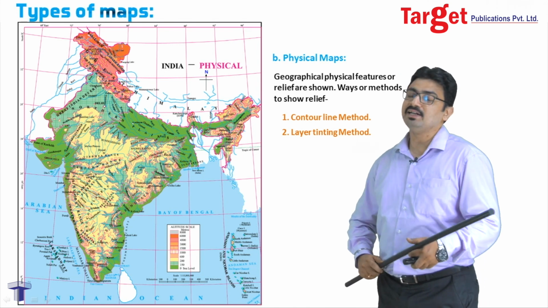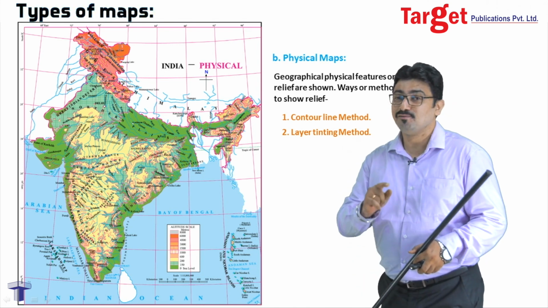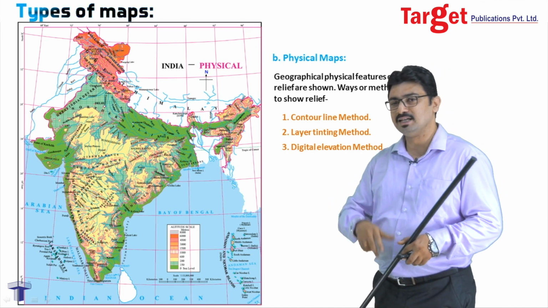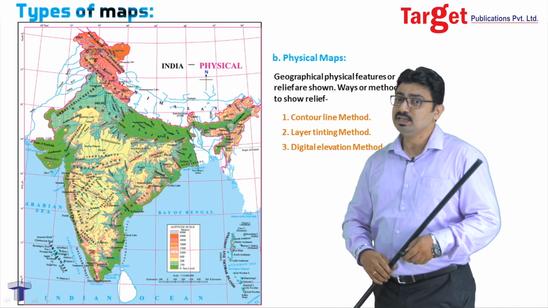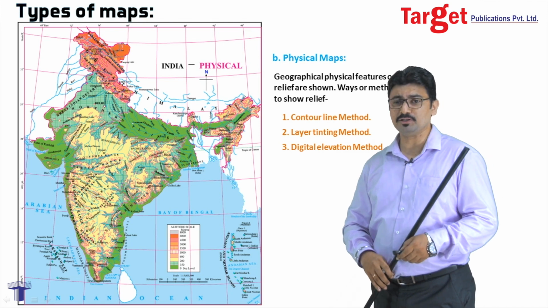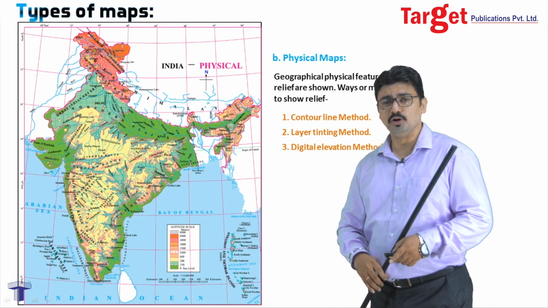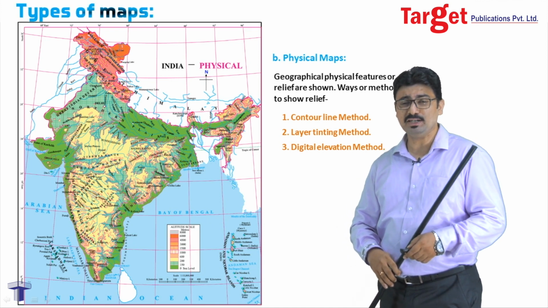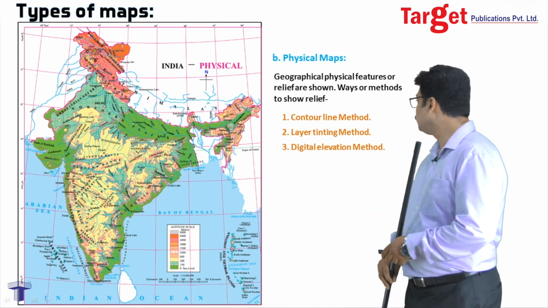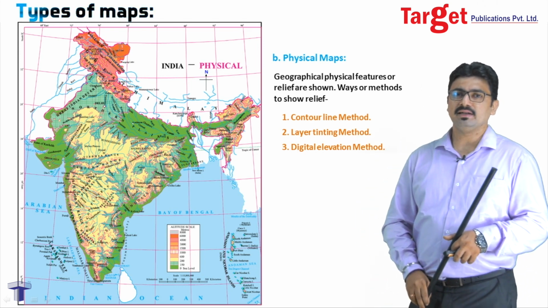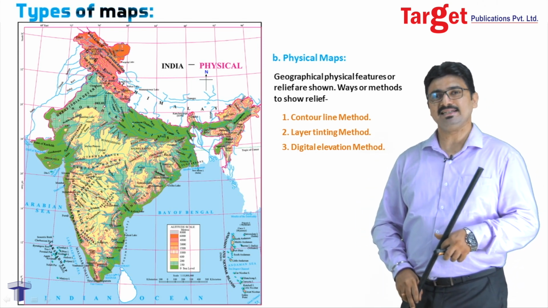So see, the layer tinting method is also very important to show physiographic features. We very well understand what lies where with the help of this method. Apart from these two methods, there is another method which is also used to understand the relief or the slope or the different physiographic features of a region. That method is known as the digital elevation method. Now, the digital elevation method is a method which uses the latest technology.